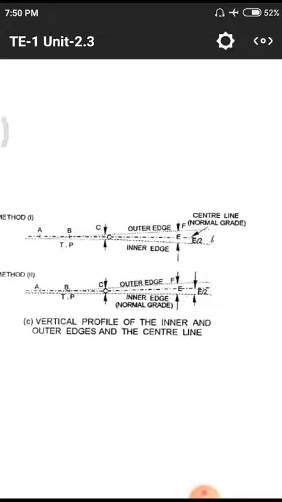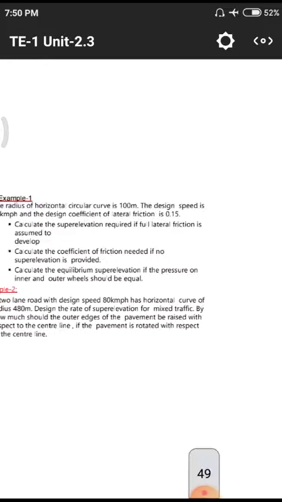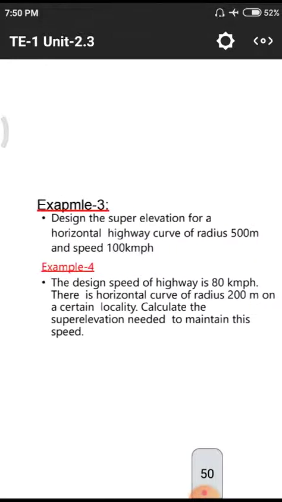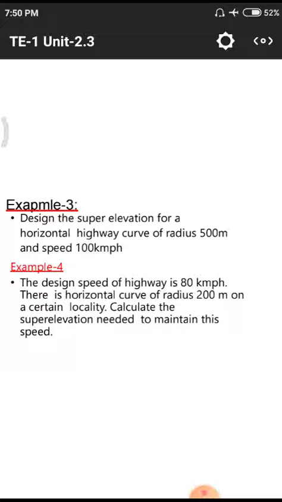Whatever the procedure may be, we have common formulas: V square by 127 R or 225 R, with respect to E plus F. These two are the problems, and example 3 and example 4 are also there. I will substitute them.